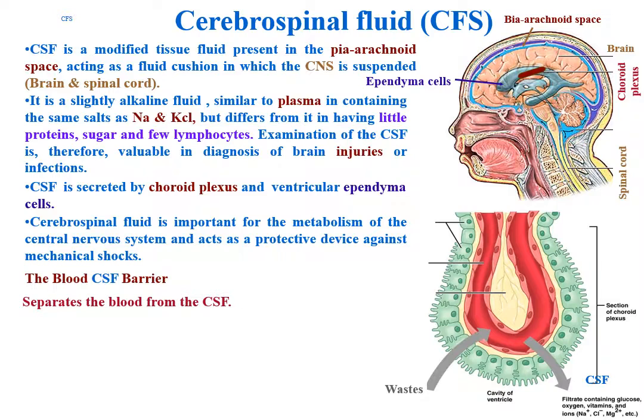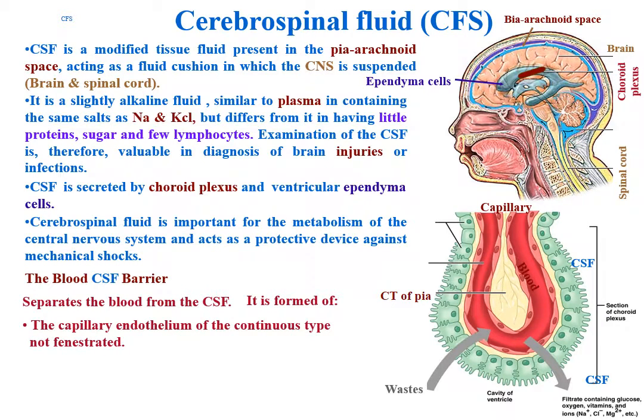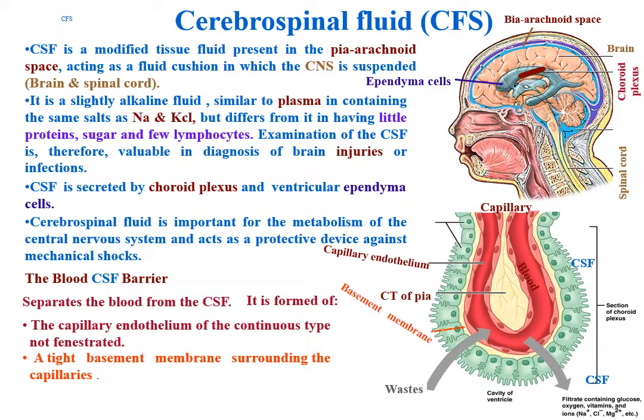Blood cerebrospinal fluid barrier. It separates the blood present in the blood capillaries of the brain from the cerebrospinal fluid. It is formed of the capillary endothelium of the continuous type, not fenestrated, a tight basement membrane surrounding the capillaries, and the cuboidal ependymal epithelium.